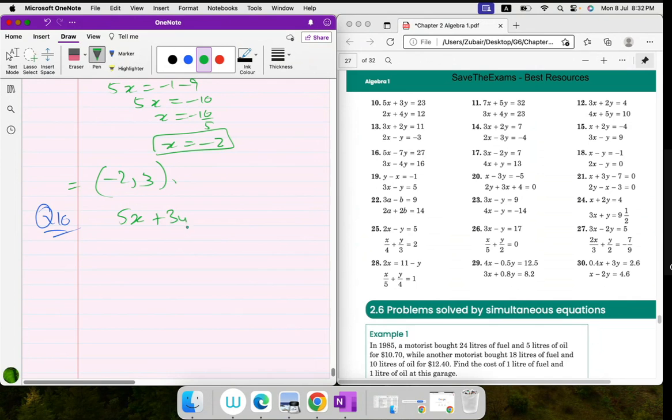5x plus 3y is equal to 23. 2x plus 4y is equal to 12. Equation 1, equation 2.